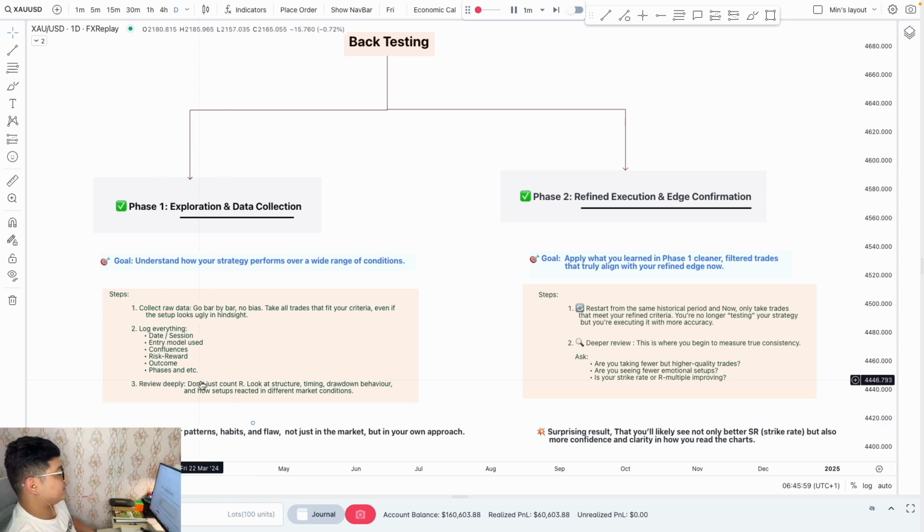And also how setups reacted in different market conditions. Maybe it could be the trending market, it could be the downside market, it could be the ranging. And mostly my data shows the ranging market does not really serve me well. So what I'm doing, I don't trade, especially, mostly ranging markets. I wait for the breakout, I wait for the trend, I wait for the clean development, and then only I'll take a trade. So this phase is going to help you uncover patterns, habits, flaws, not just in the market but in your own approach.